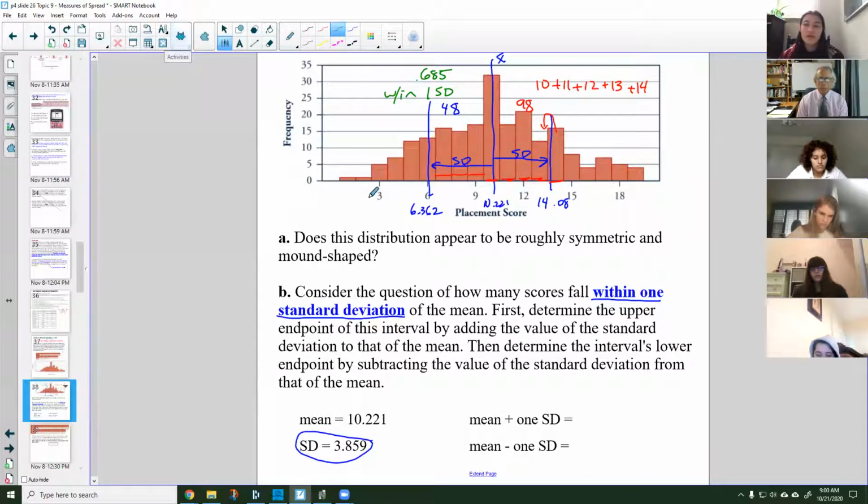I have a question. Why wouldn't 10 be included in the lower, like the amounts below the mean? Ask the question one more time, Mila. So you have two sections, the standard deviation above and the standard deviation below. Why isn't the 10 included in the standard deviation below?